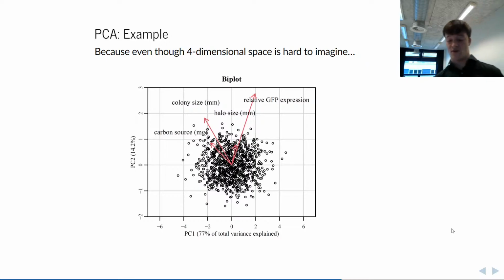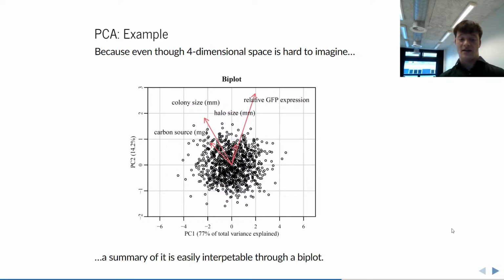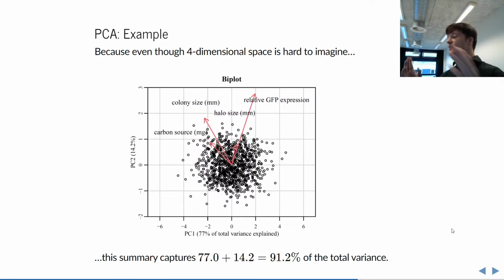So that's what PCA is for. It's easily interpretable even though we can't plot 4 dimensions. And it explains a large part of the total variance in your data. So you could draw conclusions from this, leaving only 8.8% unaccounted.